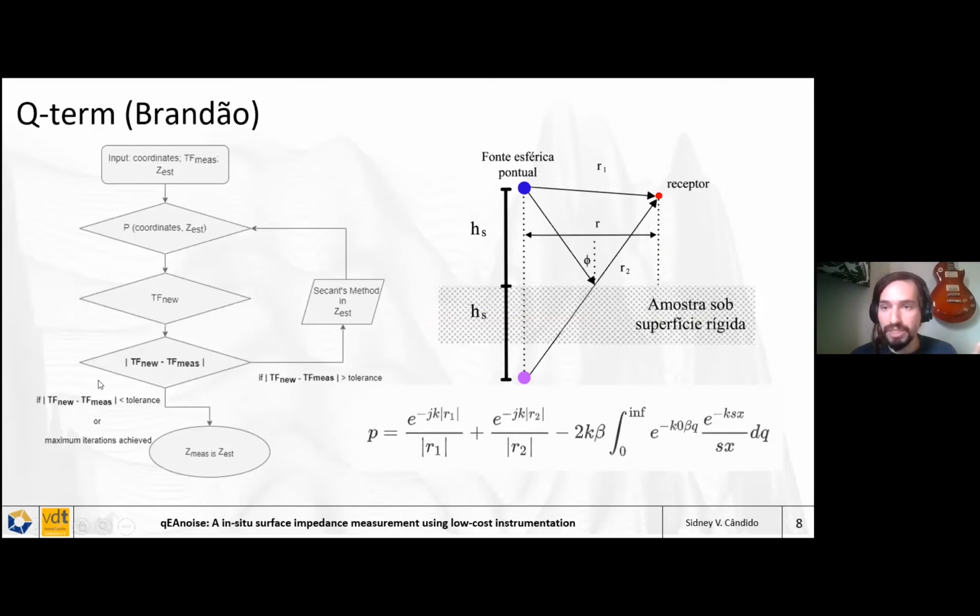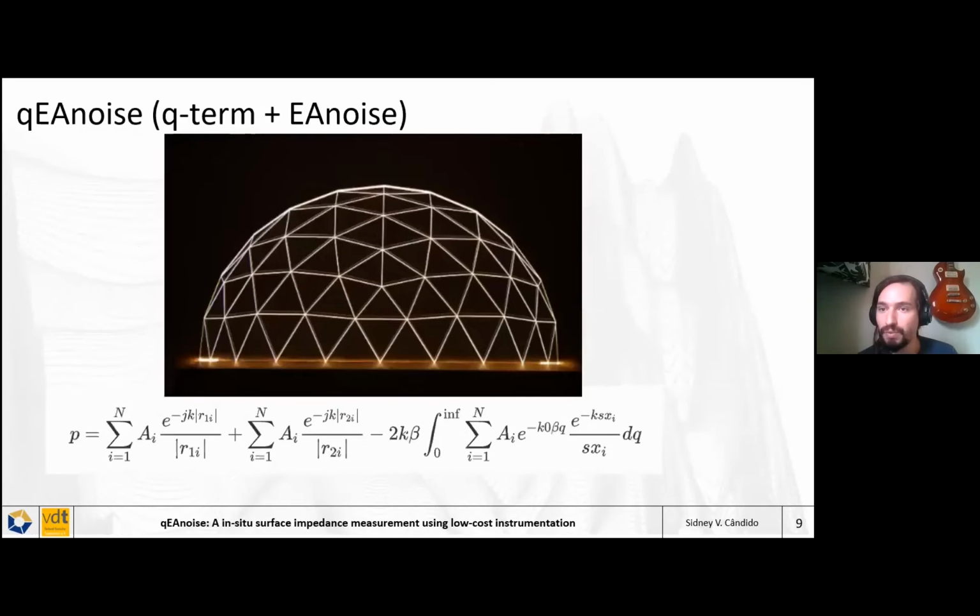So if they are not similar, a new estimate is calculated using the second method. And what I've done was to sum these two works, the K-term with the EAnoise. And basically I built this dome. Consider this spherical dome, and this region right here is the sample. It's an aluminum product. I don't know where I got this image, but I think it can represent the dome very well.